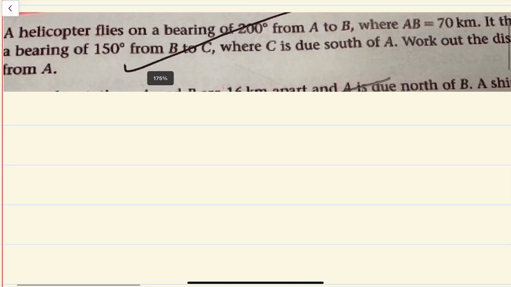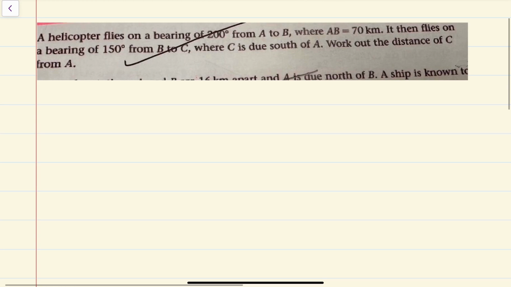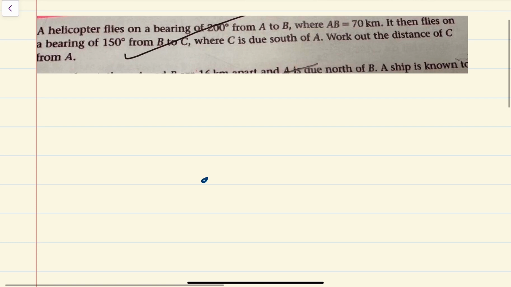Okay, this question is a bearings question which could be used for, as you've seen, GCSE Mathematics, GCSE Further Mathematics, or even AS level mathematics. It says a helicopter flies on a bearing of 200 degrees from A to B, where AB is 70 kilometers. So let's just do this first.